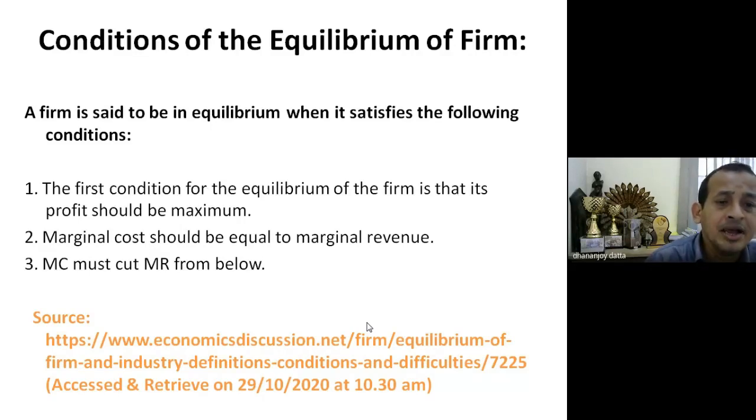Then second condition, marginal cost should be equal to the marginal revenue. Then also the firm can reach equilibrium. Then another condition, marginal cost must cut marginal revenue from below. We'll go through that in another session, where we'll see how marginal cost must cut marginal revenue from below. So these are the three conditions under which a firm can reach equilibrium.